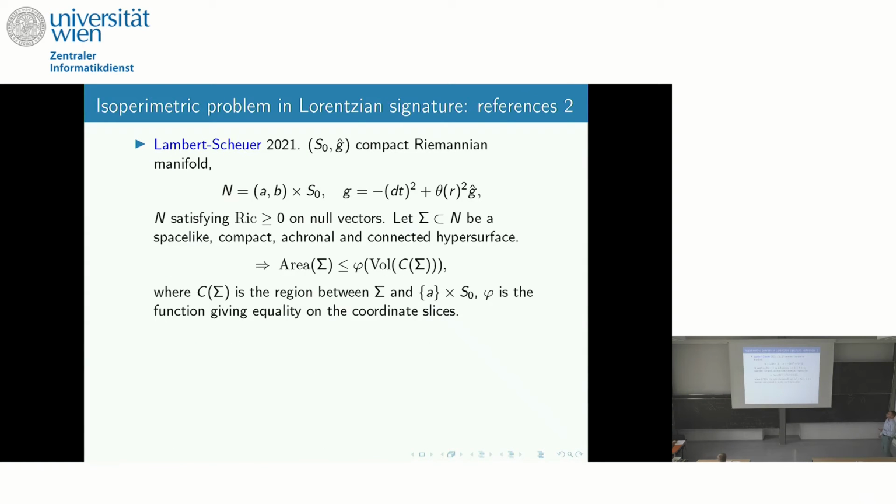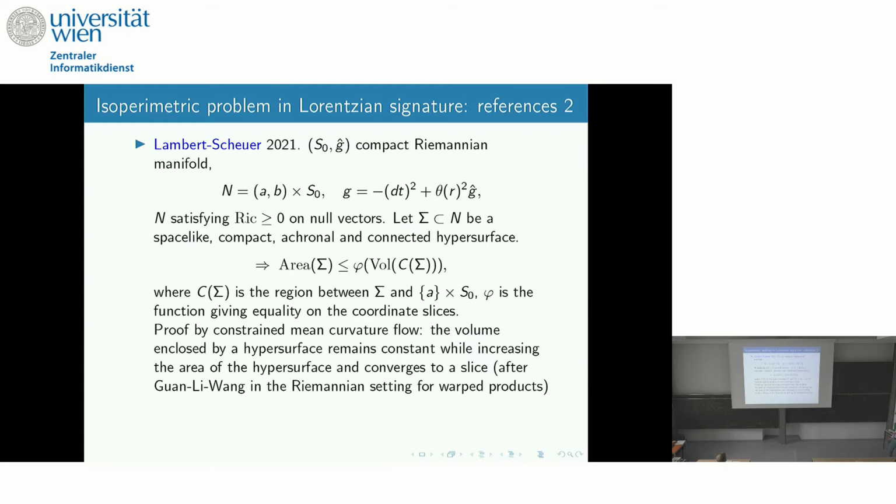Then Lambert and Scheuer in 2021 gave an isoperimetric bound, again in warped product spaces, now assuming that the Ricci is non-negative on null vectors. This is called the null energy condition, and their proof is via Minkowski flow. And then that's all, to the best of my knowledge.